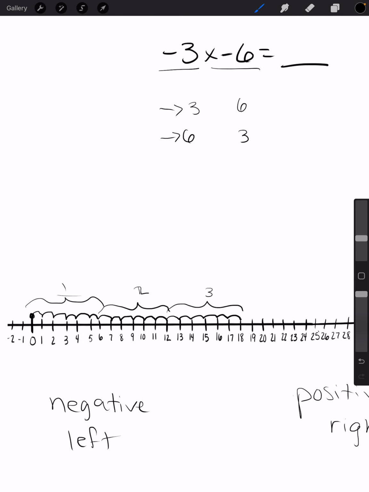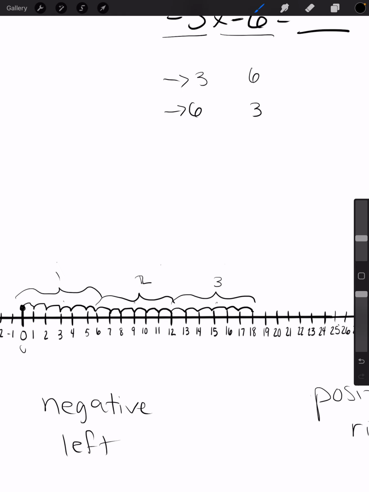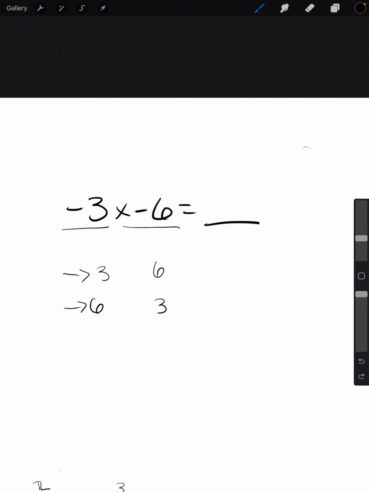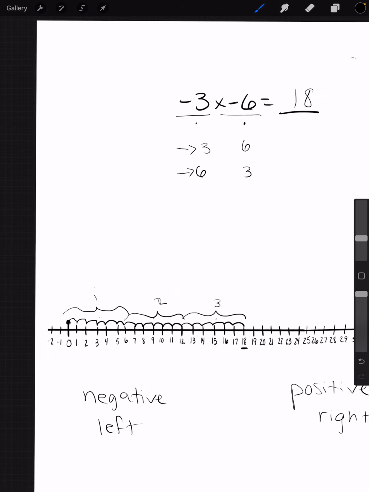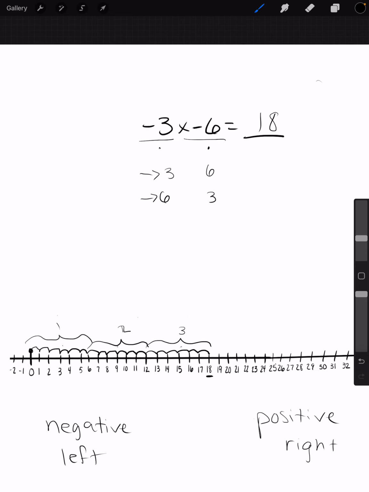As you can see, I've moved 3 times in intervals of 6. We have gotten from 0 here to 18 down here. As I said before, since the negative cancels out, we have moved 3 times in intervals of 6, and we know that our answer is 18 because that is what we got to on the number line. And we moved to the right because two negatives make a positive.